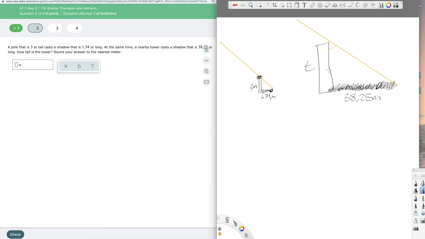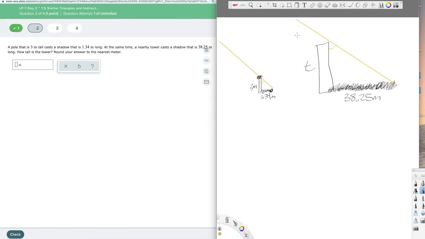So this angle that's created is going to be the same, because the sun is in the same position in the sky from the flagpole to the tower. Okay, and they say nearby because that does matter, based on where you are on Earth, where the angle of the sun would be. So as long as we're nearby, the angle's not going to change.